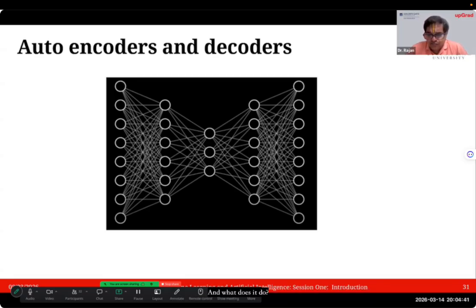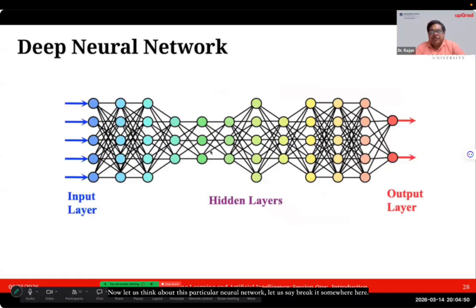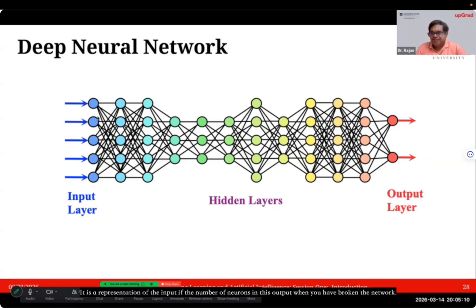And what does it do? So we have the raw input, and somewhere, now let's think about this particular neural network. Let us say I break it somewhere here. Since it's a fully connected network, when I break the network somewhere here, the output of these neurons is in some way a representation of the input.